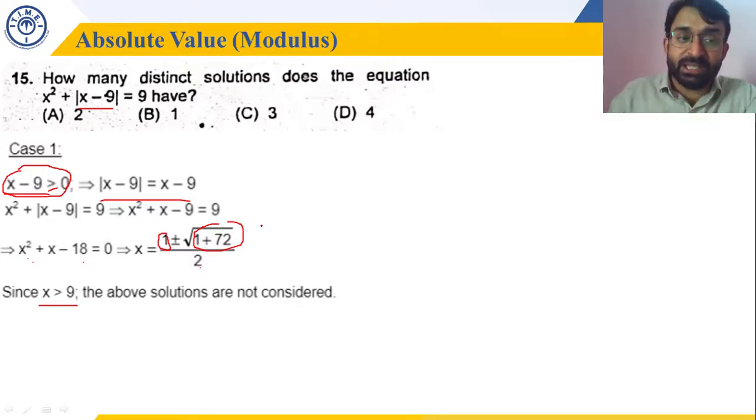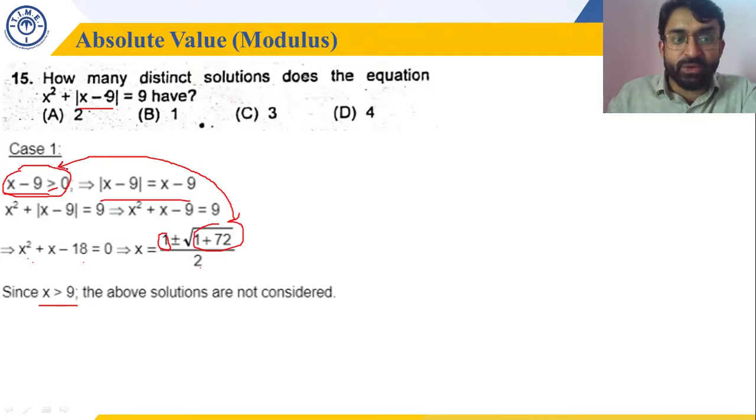So whenever we calculate the value of x, we have to verify the value of x with the primary restriction. Primary restriction is x should be greater than or equal to 9. Here I am getting x is not even more than 6, forget about 9. So none of the values are acceptable. 1 minus 9 by 2 is negative, 1 plus 9 by 2 is positive but less than 9. But the values of x which are acceptable have to be more than or equal to 9. Is that okay? Fine.